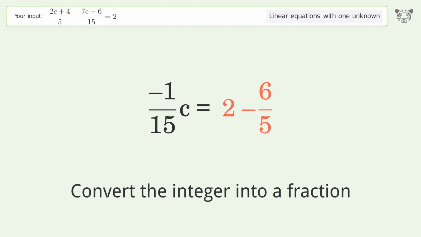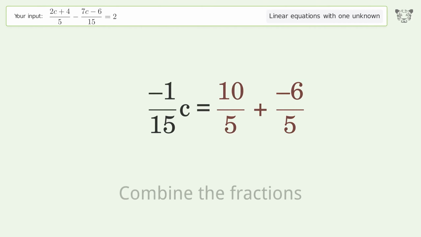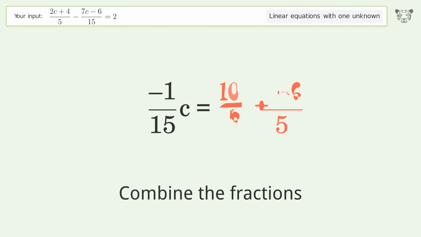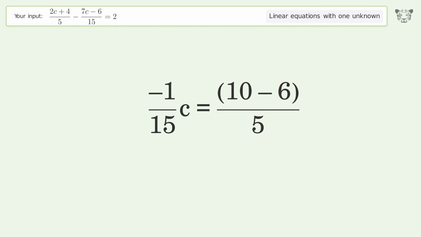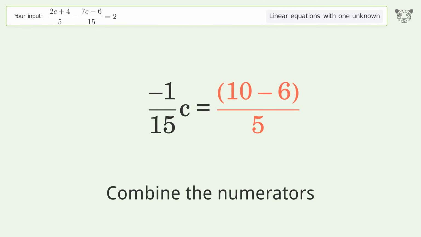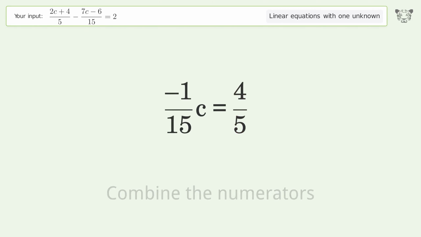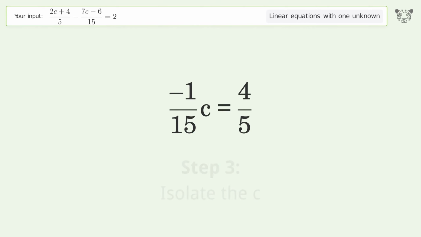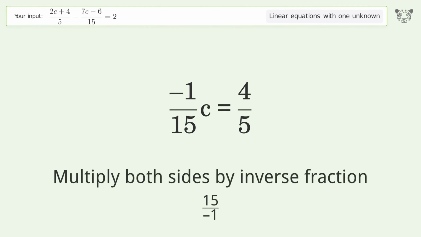Convert the integer into a fraction. Combine the fractions. Combine the numerators. Isolate the c. Multiply both sides by inverse fraction 15/-1.